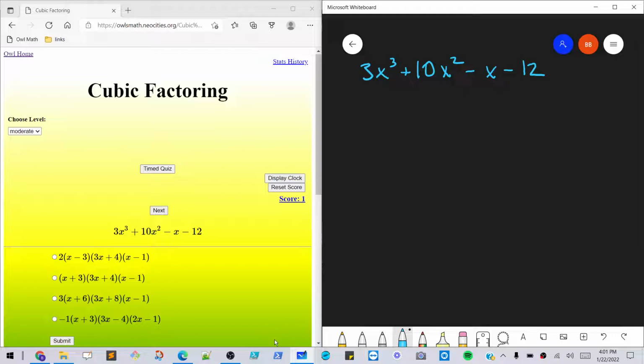Hi, so today I got a problem on the board. I'm working on factoring a cubic, and specifically, I want to work on factoring this using Vieta's formula. I'm not saying that Vieta's formula is the best way to do it.